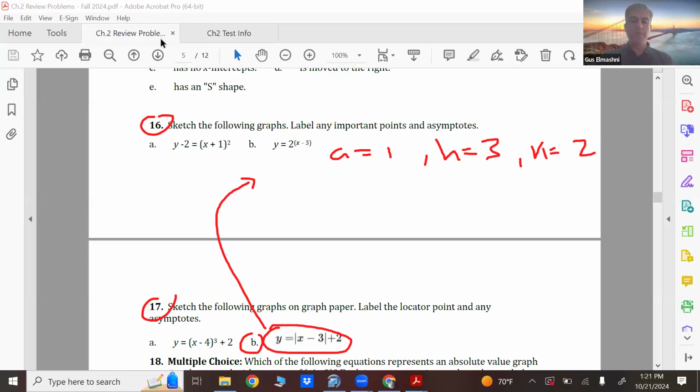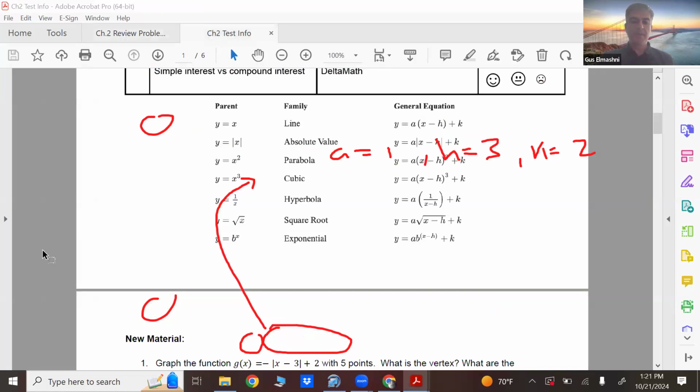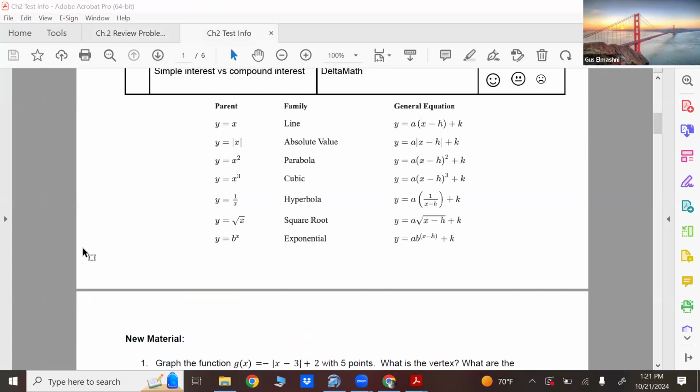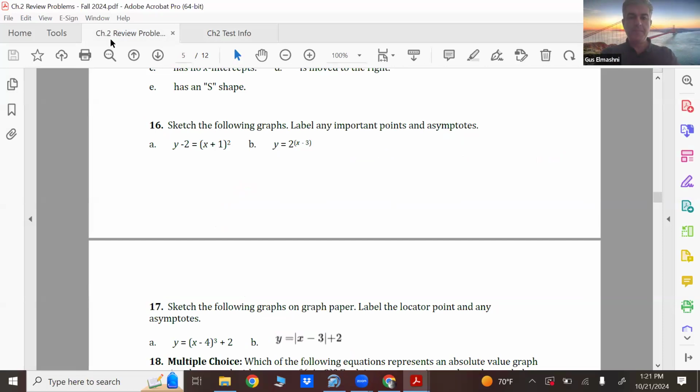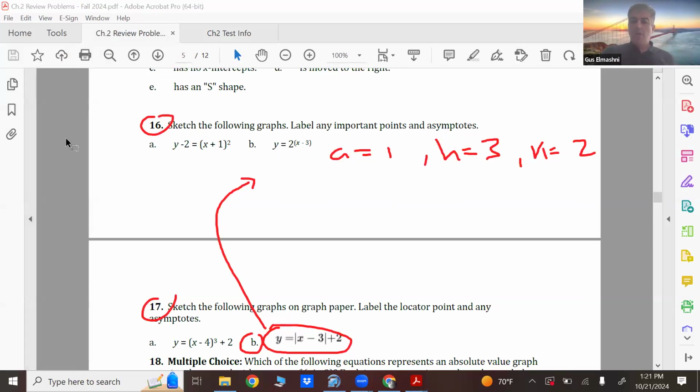Remember, the general formula is this. A is the number out front. H is what's directly subtracted to X. If it's a plus, make it a minus. If it's a minus, keep it as positive. And K is the number on the outside. So coming back here again. If H is 3 and K is 2, what's my vertex? 3, 2, yeah, 100% correct. And by the way, if you plug in 3, you do get 2. It's good.